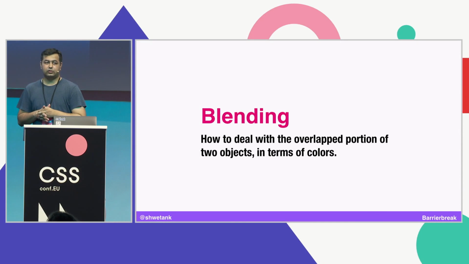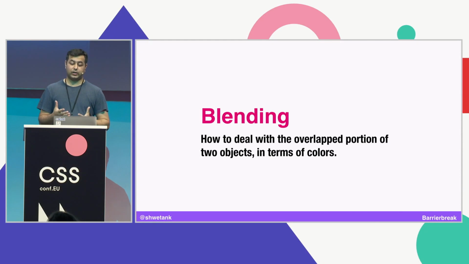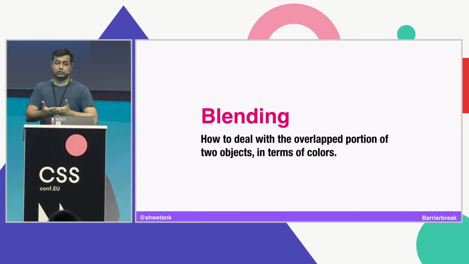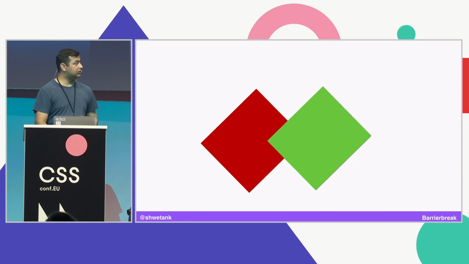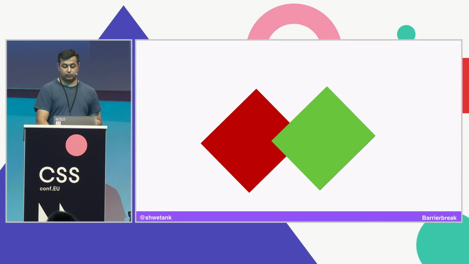The second thing we want to do is to understand blending and how that works. So blending is basically how to deal with the overlapped portion in terms of colors and the mixing of the colors. So for example, you have this particular layer, and then you have a layer on top of it over here. So there's a portion which is overlapping, right? How do we deal with the colors over here, right? That's the essence of blending.